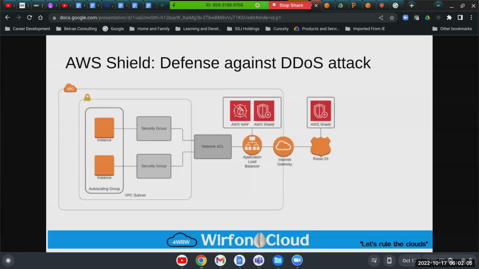So as you can see here again, AWS Shield is right at the edge. You see it here right at the edge where it's operating. So when somebody wants to access your subnets, they would first come through what is called Route 53. So Route 53 is your domain name service.